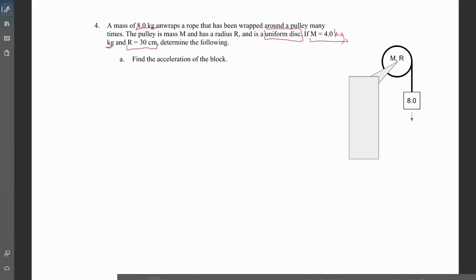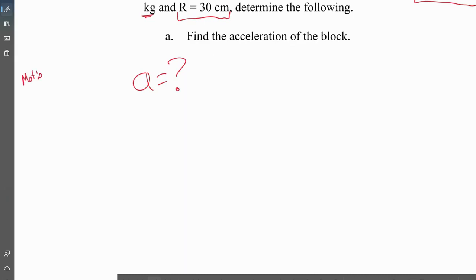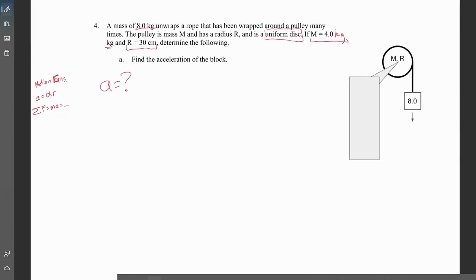Okay, so we need to find the acceleration of the block. A equals question mark. Well, there's a couple ways we could do that. What are the ways we know how to solve for acceleration? We've got motion equations, and these would be linear motion equations because it's linear acceleration. We know A is equal to alpha R. And we've got sum of the forces equals MA, with whatever forces are there.